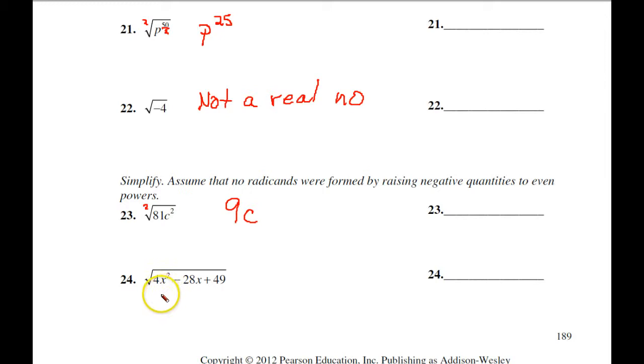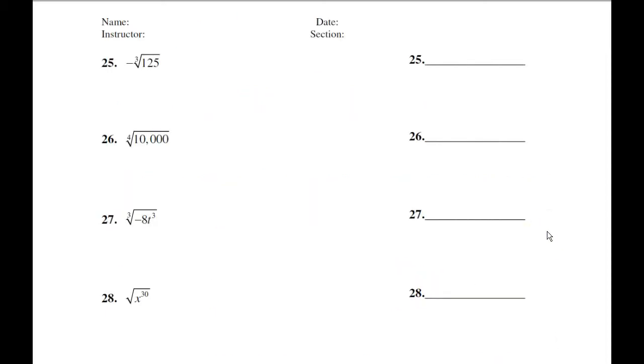Now here, this is a perfect square trinomial, which is 2x minus 7, the quantity squared. And when we take the square root of that, 2 and this 2 sort of cancel out, and it just becomes that. Your instructors will be giving you other hints or patterns to follow on some of these.